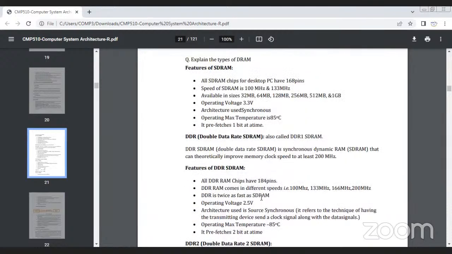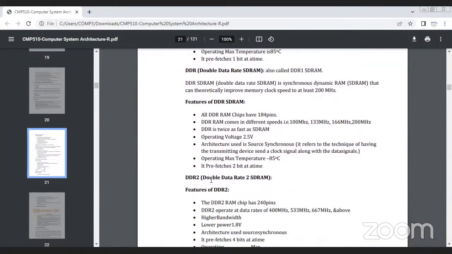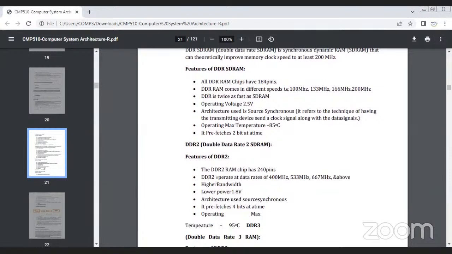DDR, double data rate RAM, DRAM, double data rate DRAM. And next type is a double data rate 2 SDRAM. Okay. So this is a double, means जो भी DDR है उसका double. All DDR RAM chips have 184 pins. उसका double है 240 pins.